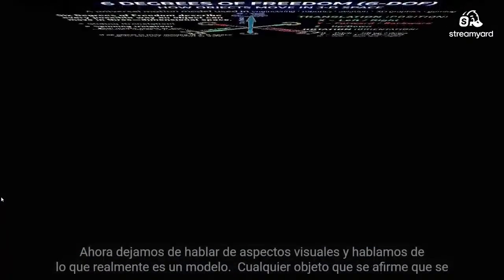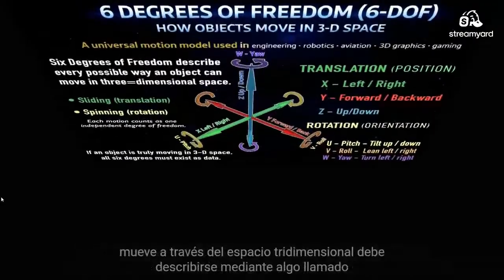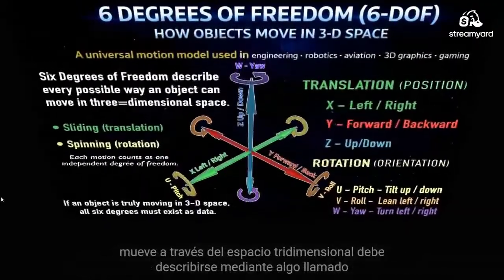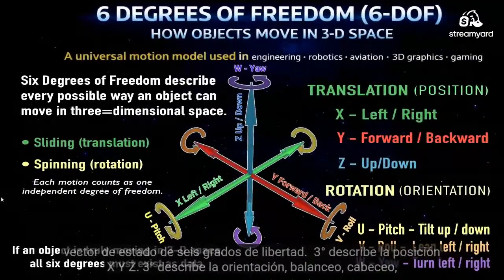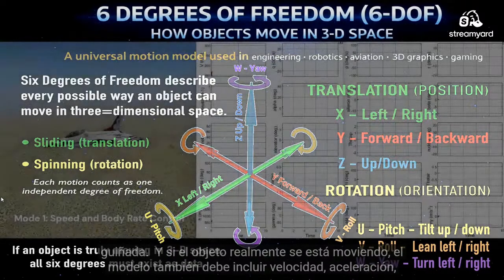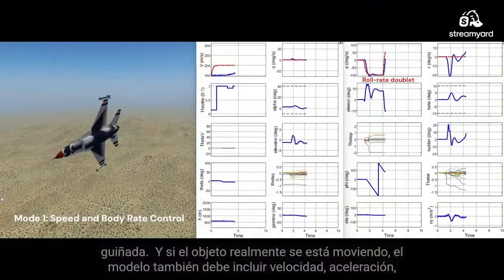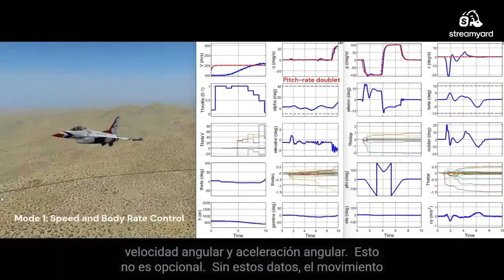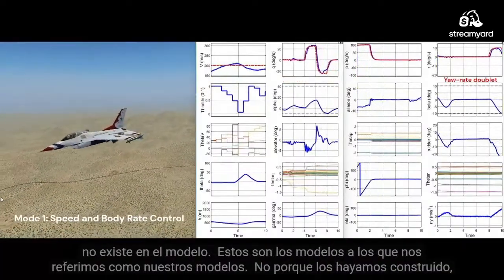Now we stop talking about visuals and talk about what a model actually is. Any object claimed to be moving through three-dimensional space must be described by something called a 6 degree of freedom state vector. 3 degrees describe position: x, y, z. 3 degrees describe orientation: roll, pitch, yaw. And if the object is really moving, the model must also include velocity, acceleration, angular velocity, and angular acceleration. This is not optional. Without this data, motion does not exist in the model.